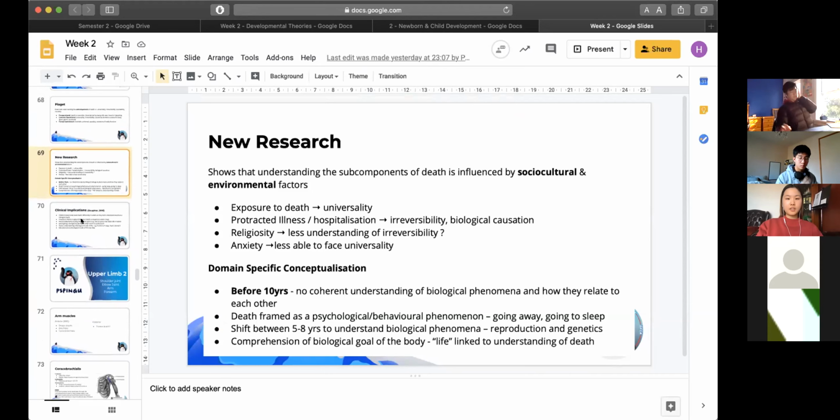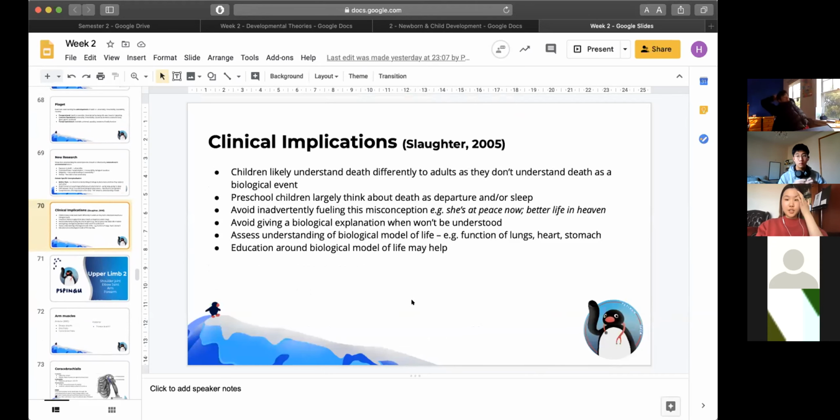And then lastly, there was a study done by a very aptly named guy, Slaughter, in 2005. Basically, children are likely to understand death differently to adults because they don't understand death as a biological event, which makes sense. Preschool children largely think about death as departure or just going to sleep.